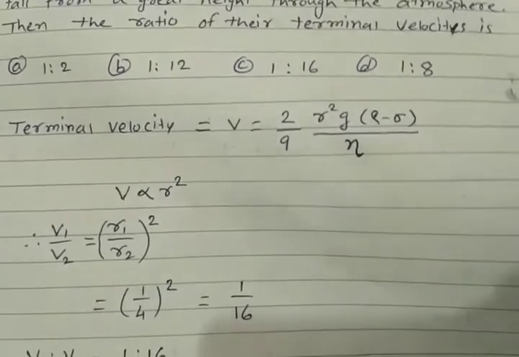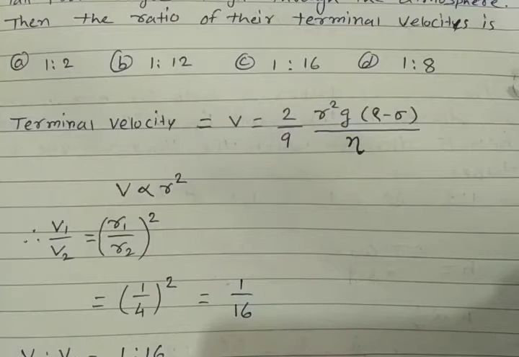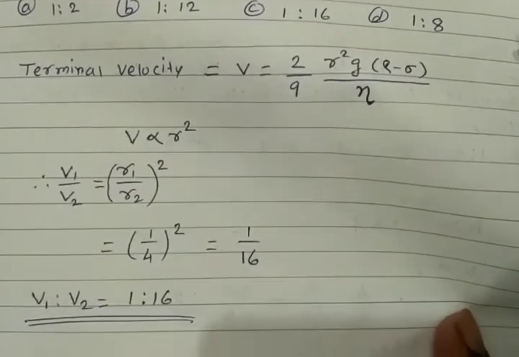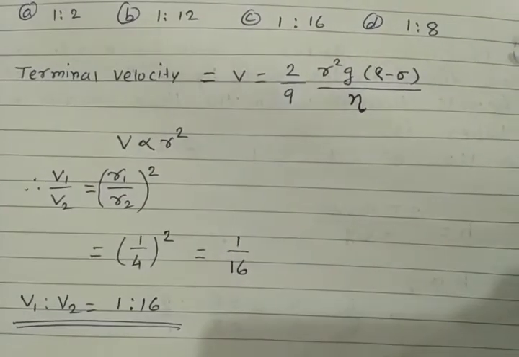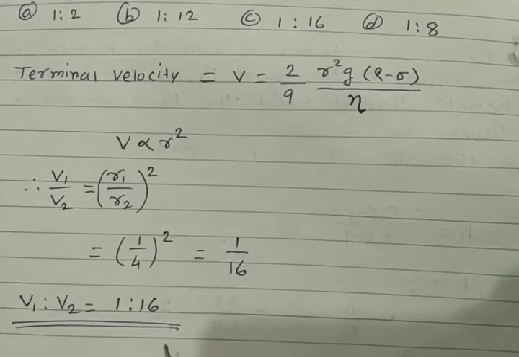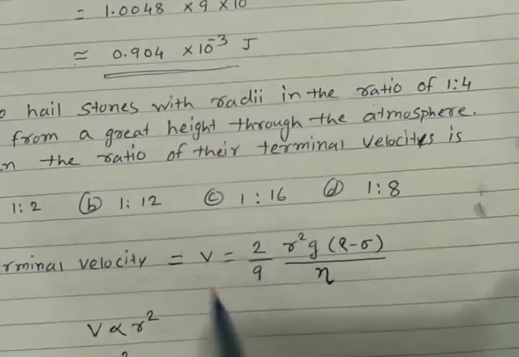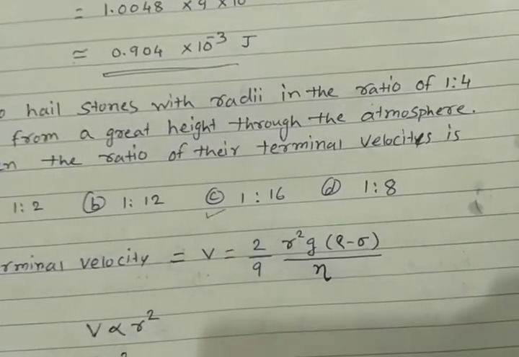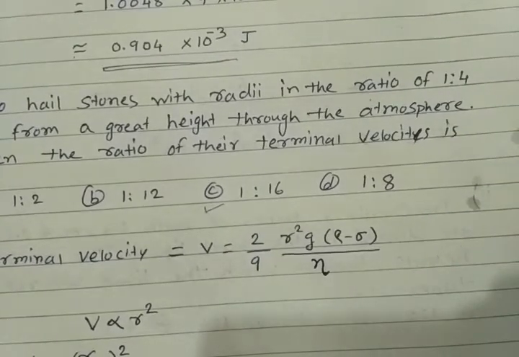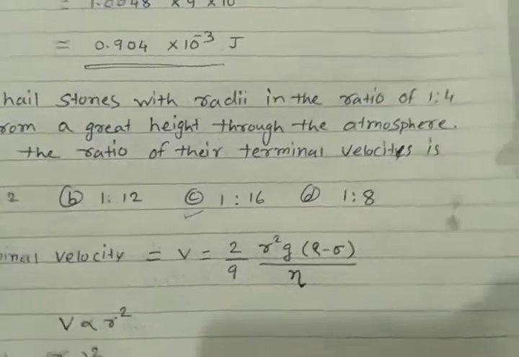So substituting the values, we get the ratio 1 upon 16. Square of 1 by 4 is 1 by 16. And therefore, the ratio between the terminal velocities V1 to V2 is 1 to 16. And therefore, the correct option is C. So this is how we can solve this type of numericals.